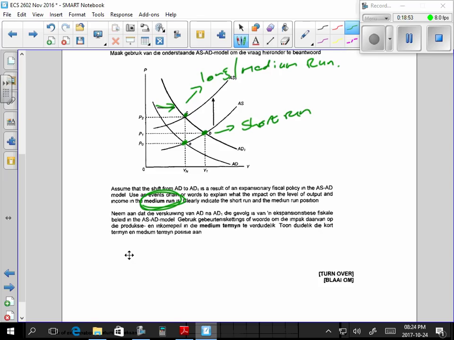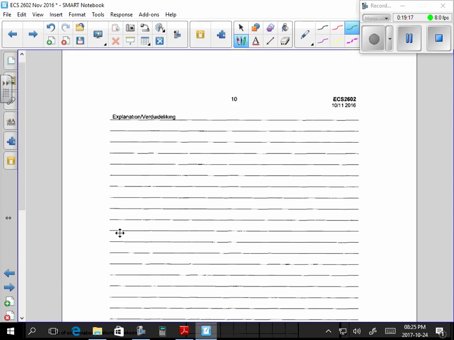Right, so now in this question, they've only asked us to explain the medium run, but I'm going to take you through the short run as well, okay? So I'm going to take you through the change from AD to AD1, and then obviously your medium run, what they're asking you in this question is just the change in your AS, from AS to AS1, okay? Right, so we've got an increase in the aggregate demand. Let's start with our short run.